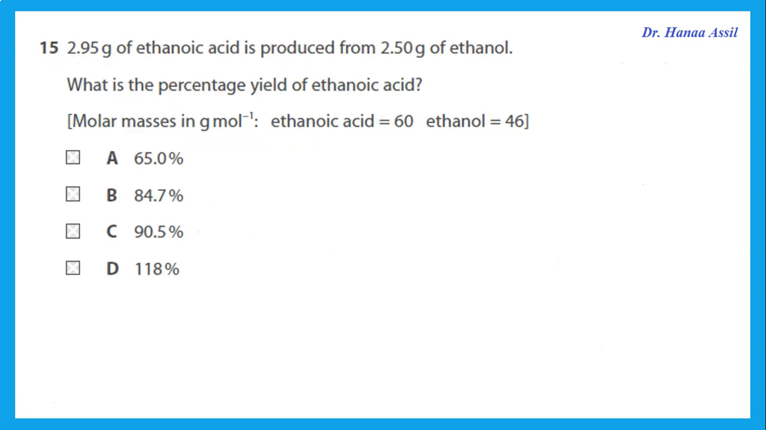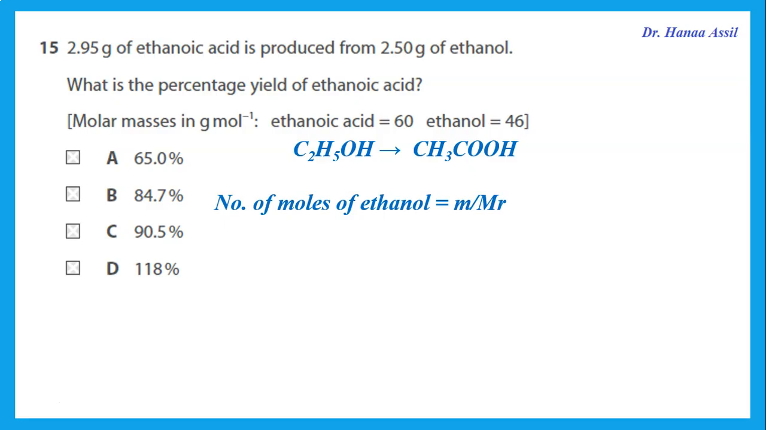2.95 grams of ethanoic acid is produced from 2.5 grams of ethanol. What is the percent yield? Remember, how do we calculate percent yield? We take a look at the equation. We get the number of moles of what we're starting with. So we're starting with 2.5 grams of ethanol. What is the number of moles? Mass over molecular mass of ethanol. So this is the number of moles.